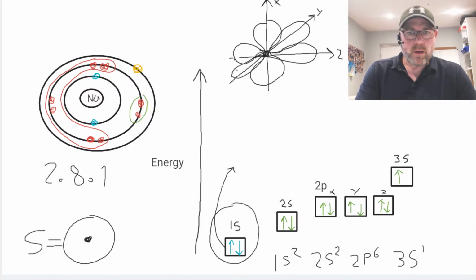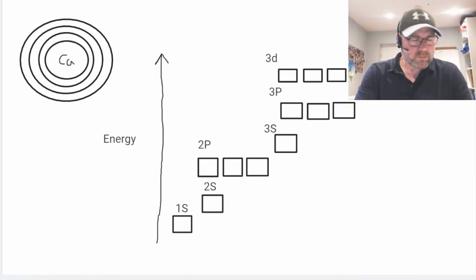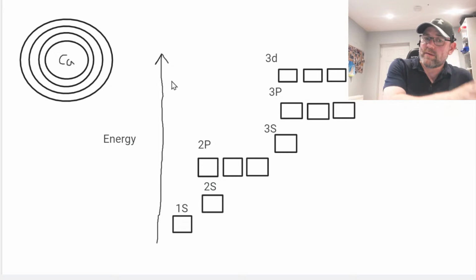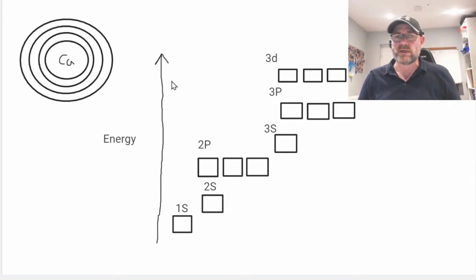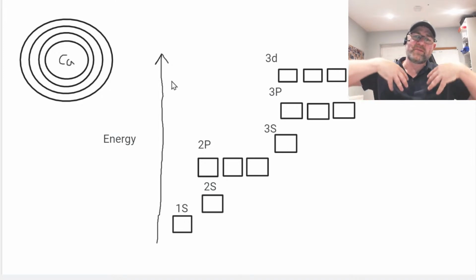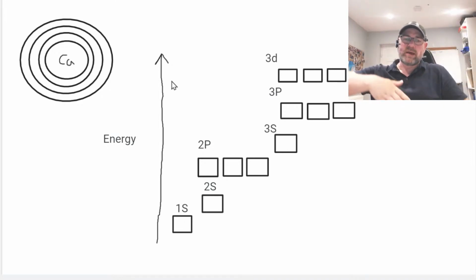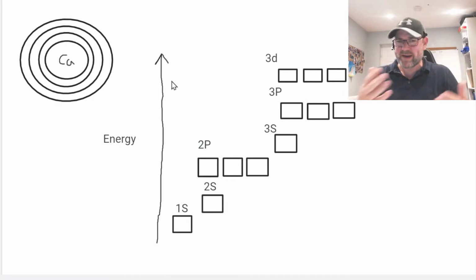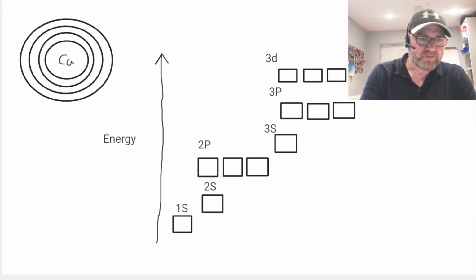Now, moving swiftly on, we're going to look at another atom now, because calcium in our periodic table has 20 electrons. So this gives me the chance to show you an atom with more electrons and how we break down the subshells.